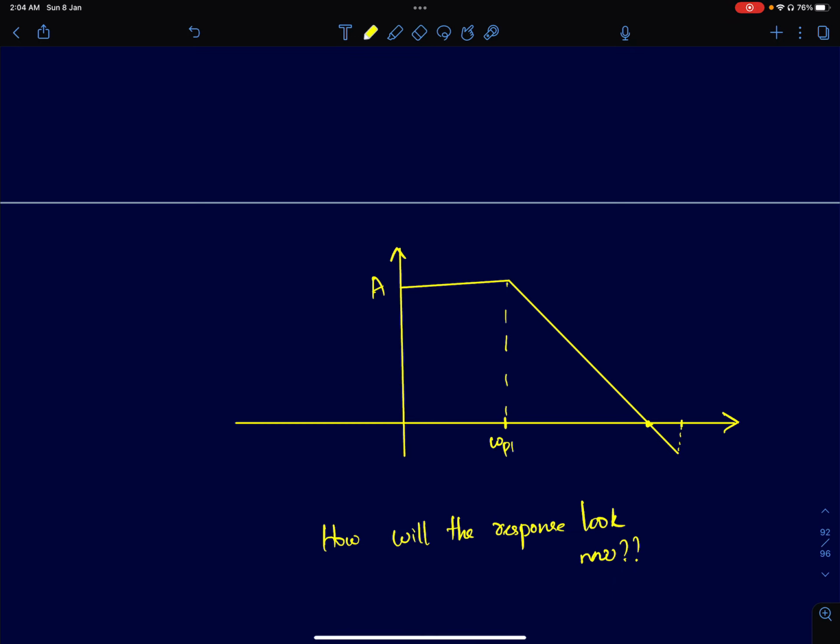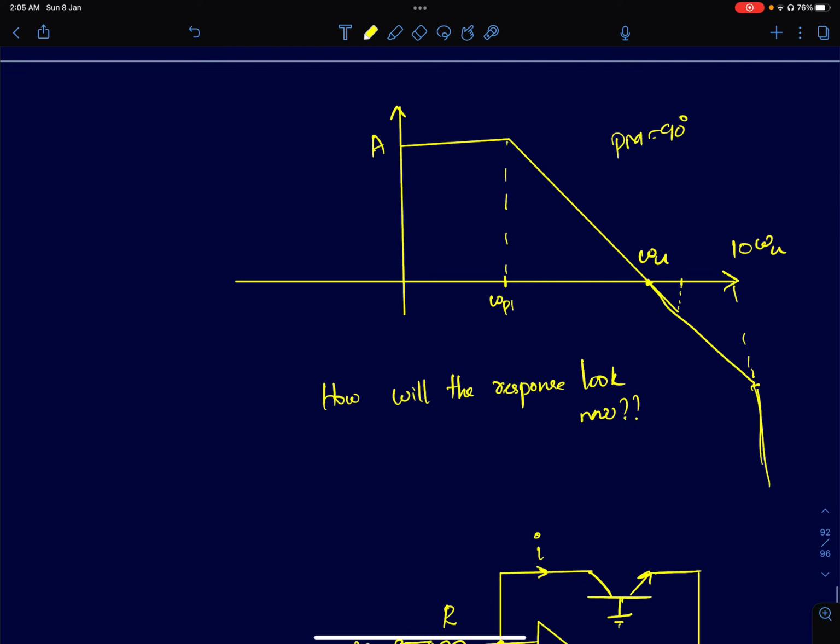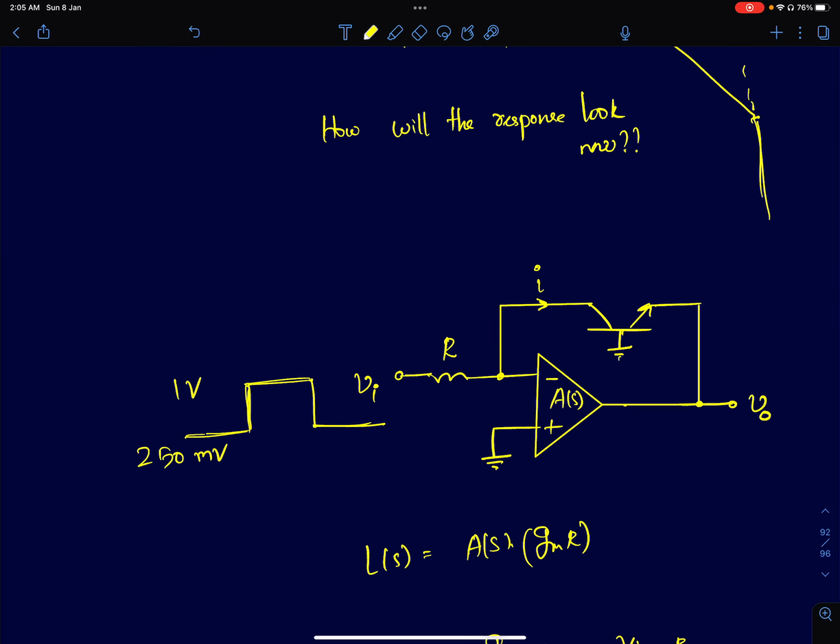So here we just discussed the phase margin is 90 degrees and the second pole comes much farther away from the unity gain bandwidth. So unity gain frequency is omega u, second pole was almost at 10 times omega u. How will the responses look now? So before we analyze the circuit, what dictates the step response of a system is the loop gain. That's the most important parameter. It's not the open loop gain of the op-amp, but the loop gain of this circuit, which is going to dictate the closed loop response of the circuit.